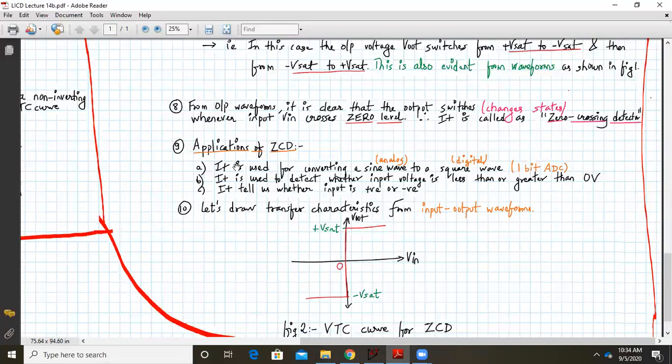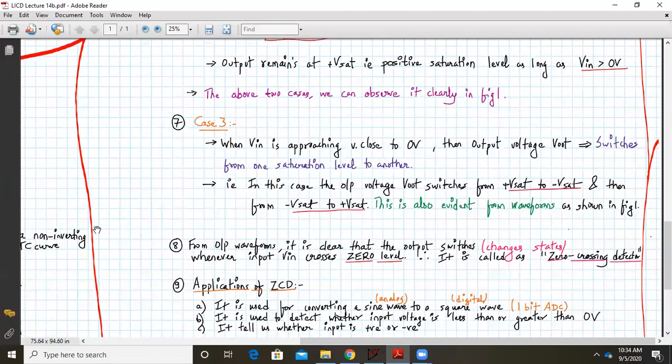It is also used to detect whether an input voltage is less than or greater than 0. So basically what it means is it's detecting whenever the input is crossing the 0 level. And the third application is that it is also used to tell us whether the input is positive or negative. That can easily be determined using a zero crossing detector.